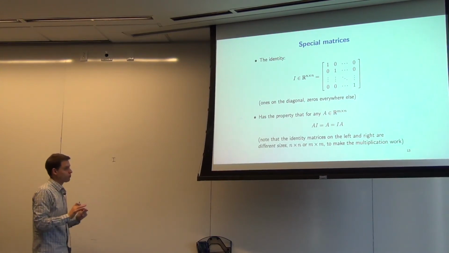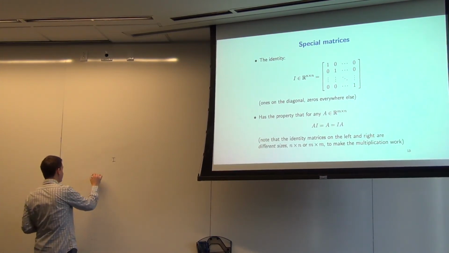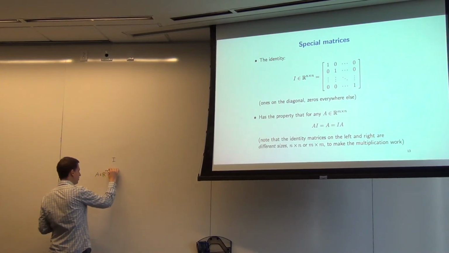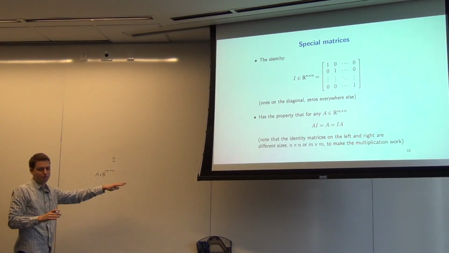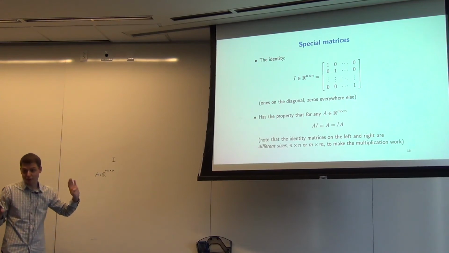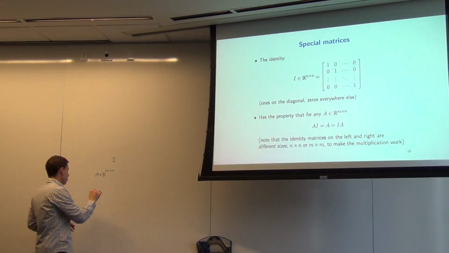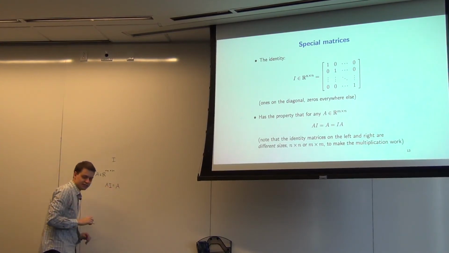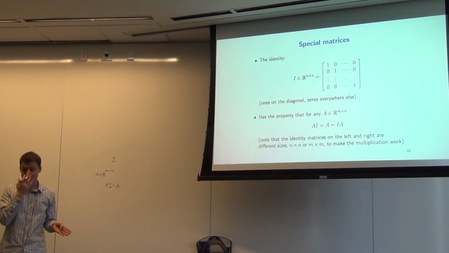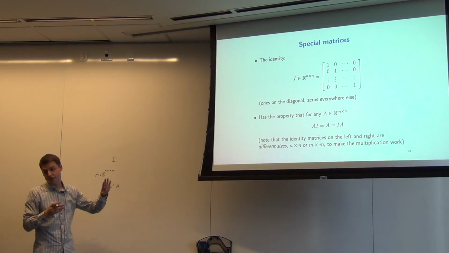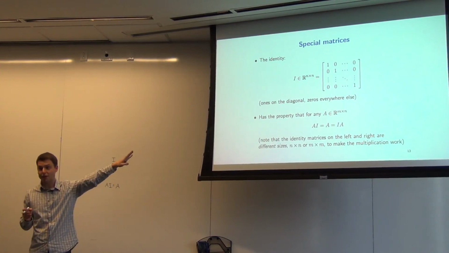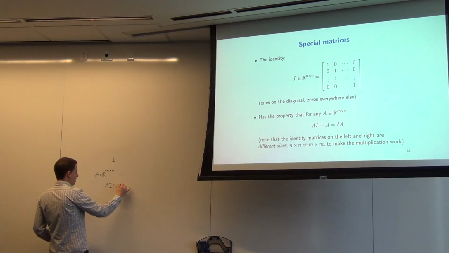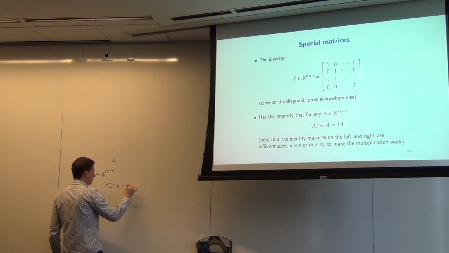And it has this very nice property that for any A, this could be a vector or a matrix, one of the dimensions could be 1 which would make it a vector, but for any matrix, A times the identity equals A. It does not change it to multiply by the identity. You can easily verify this by multiplying that matrix using the rules of matrix multiplication. This also, by the way, equals I times A.